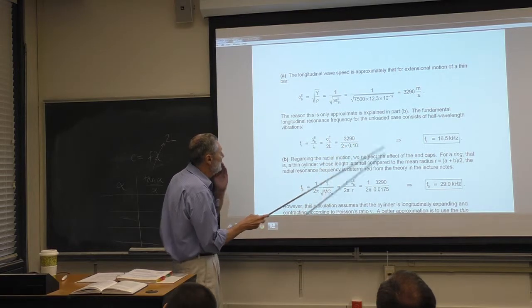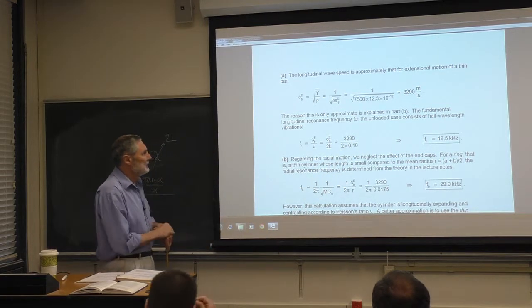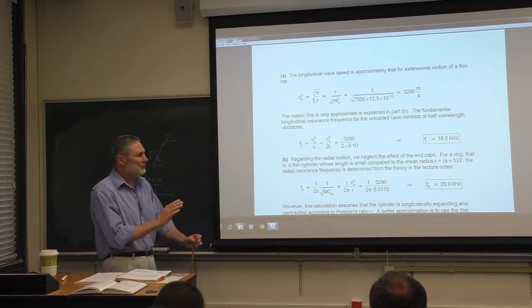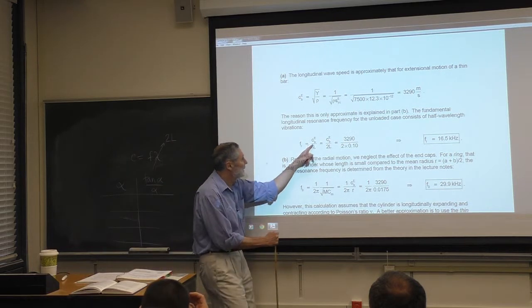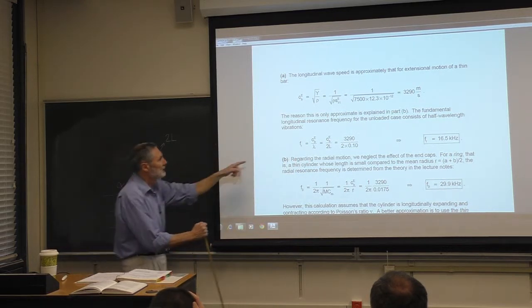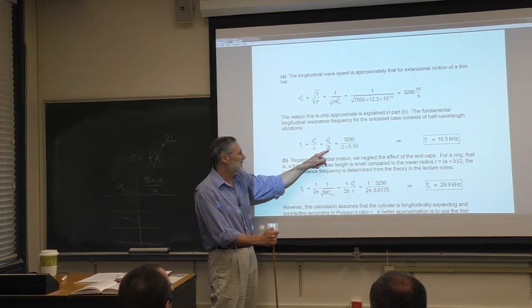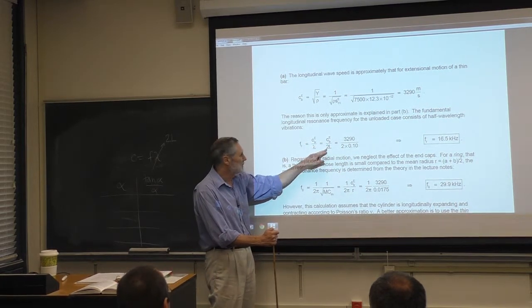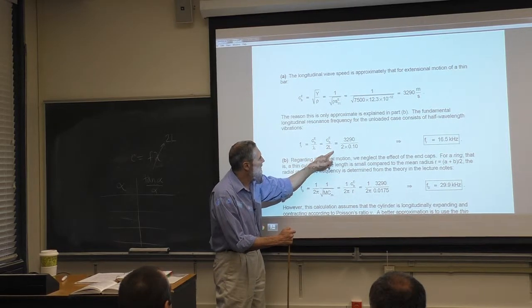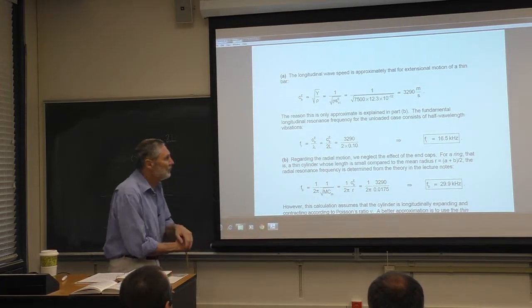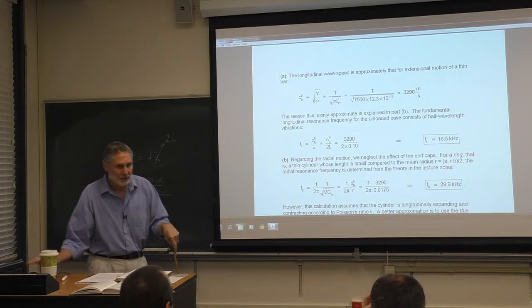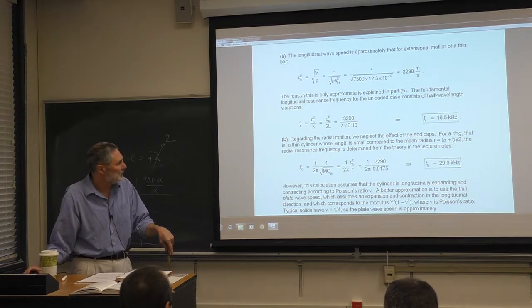The fundamental resonance for the unloaded case is a half wavelength. So here I've written it out. It's the speed divided by the wavelength. The wavelength is twice the length. I think we've gone from capital L to script L, no big deal. So everything in SI units gives us 16.5 kilohertz. All right, that's the resonant frequency.